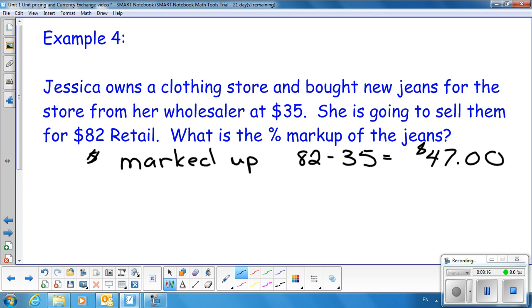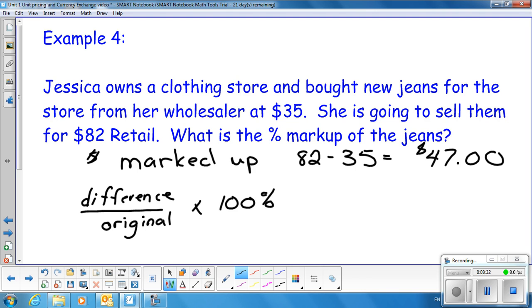To figure that out as a percentage, we always want to have the difference or her profit over the original price. Then we will multiply by 100 to change it to a percentage. So in this case, the difference or her profit is 47. The original or her wholesale price was 35. Multiply that by 100. We end up with 134% is her markup.